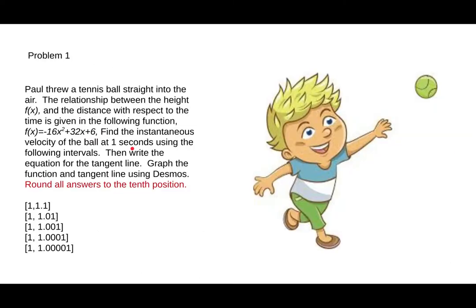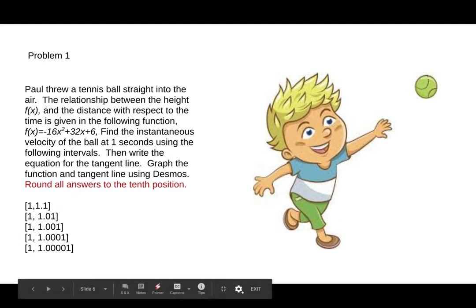Okay? So let's look at this first problem that we'll do together. It says Paul threw a tennis ball straight into the air. The relationship between the height f of x and the distance with respect to the time is given in the following function: f of x equals negative 16x squared plus 32x plus 6. Find the instantaneous velocity of the ball at 1 second using the following intervals. Then, just like Friday, write the equation of the tangent line and graph the function and the tangent line using Desmos, rounding all your answers to the tenth position.